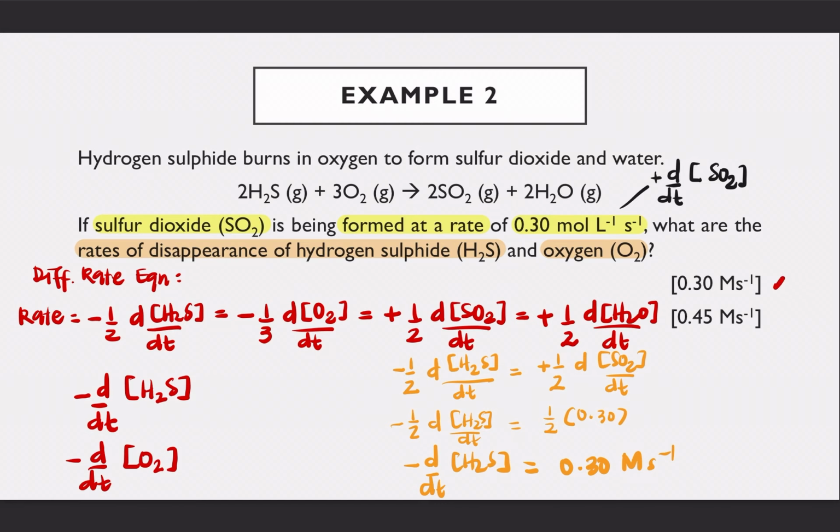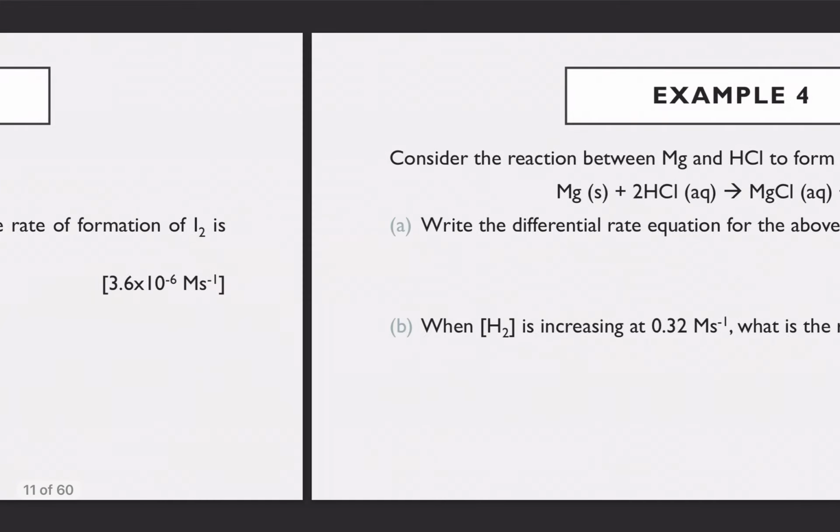So you can try for rate of disappearance of oxygen. Okay, and you should get this answer. Okay, so make sure lah kat sini ada negative because you want to find the rate of disappearance for H2S. Okay, this one do it yourself.